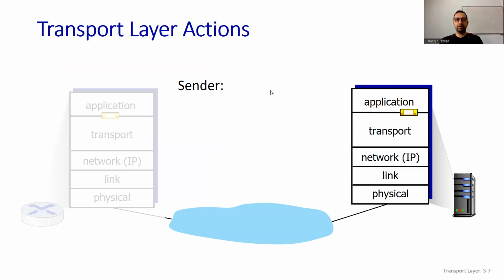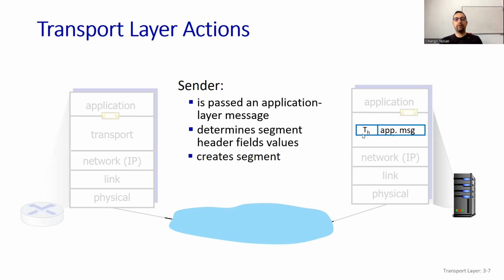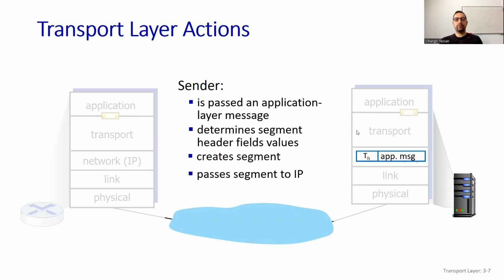Transport layer actions. What you do is as follows. The sender is actually passed an application layer message. So here your application, using a socket, passes it to the transport layer. You put the header values of the transport layer. This is now called a segment. You pass it to the network layer, and now you combine it with the IP.